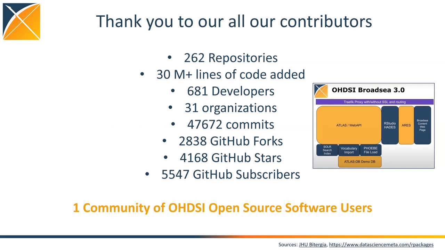We have close to 700 developers that have been involved in this development, over 31 official organizations, and we'll show you how we affiliate them with Bitergia. And a lot of activity. With all this activity, I would say of those 262 repositories, about 84 of them we've identified as core to actually running software.